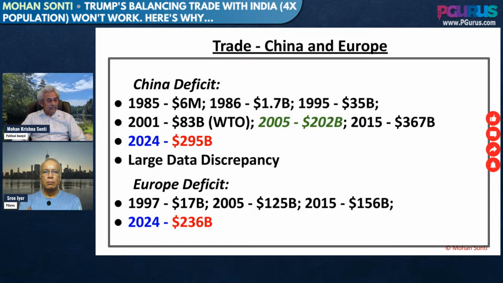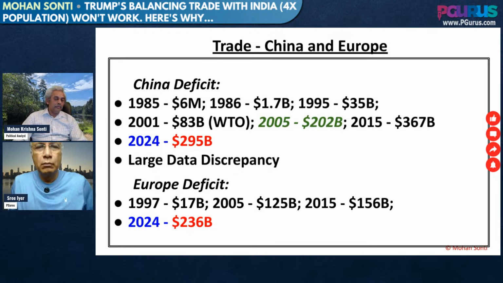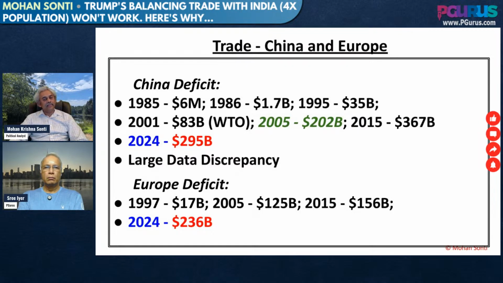And remember, it was never part of the GATT, and China was still not part of the WTO by then. In 2001, because America urged them to become part of the WTO, and they agreed to it, they brought China into the WTO fold. All right, their trade deficit was 83 billion. And just 5 years after that, it bumped up to $202 billion. And in 2015, it was $367 billion. Now in 2024, it came back to 295 billion. Now you see, it's funny that it went from 367 to 295.